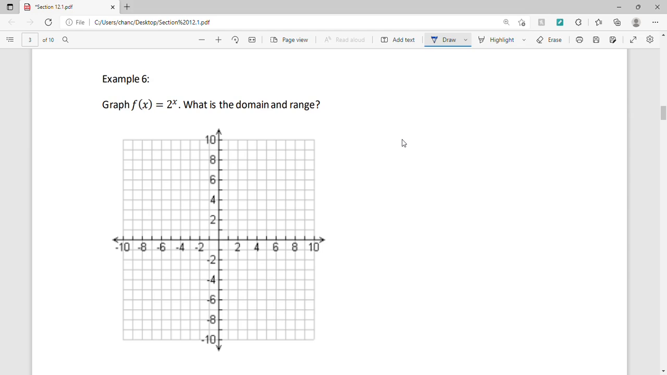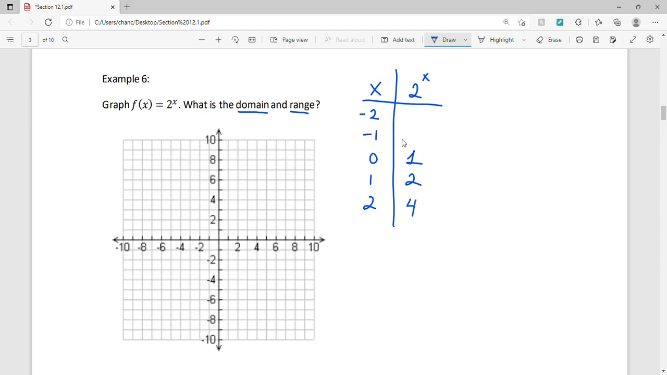In example 6, let's graph f of x equals 2 raised to the x and also state the domain and range of this function. I'll start by making a table. On the left, we'll pick some x values. Let's pick -2, -1, 0, 1, 2. This is so we can see the general shape of 2 raised to the x. We'll start with the easy one first. 2 raised to the 0 power, that's equal to 1. 2 raised to the 1 is equal to 2. 2 squared is going to be 4.